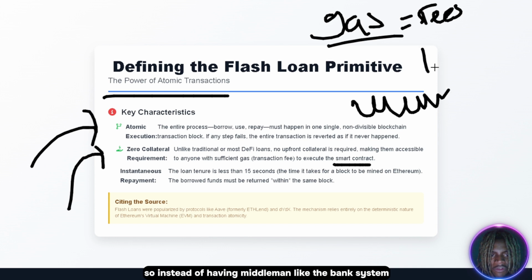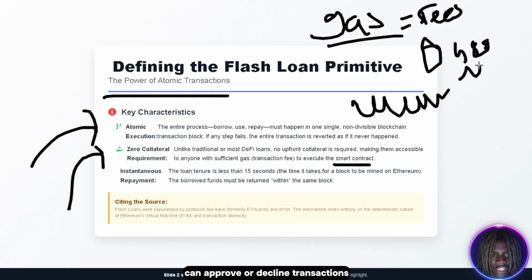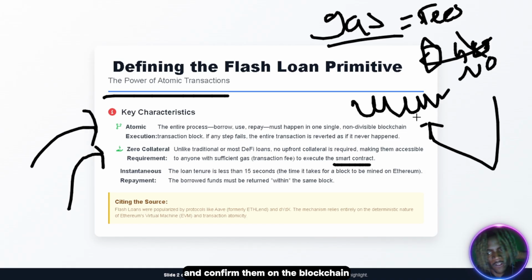So instead of having middlemen like the bank systems confirming whether or not transactions can be approved or declined, the cryptocurrency system runs off of autonomous contracts that work automatically, calculate transactions, and confirm them on the blockchain as well.